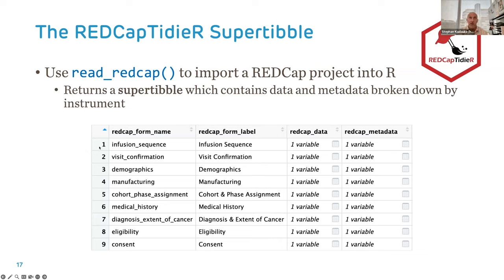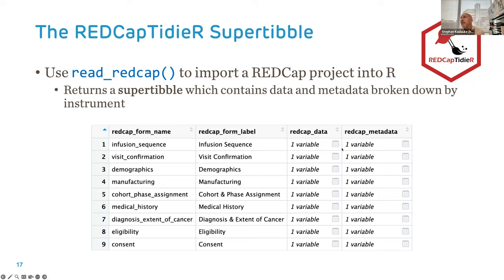When you display it in the RStudio IDE viewer, each row of the supertable corresponds to an instrument. So you can see the name and the label, the human readable name of the instrument. Then there's a couple of additional columns here, but here are the really important ones. You have two list columns. One is redcap_data, one is redcap_metadata. And each of these list columns contains a set of tibbles, one for each instrument. So this contains the data and the field level metadata from that instrument.